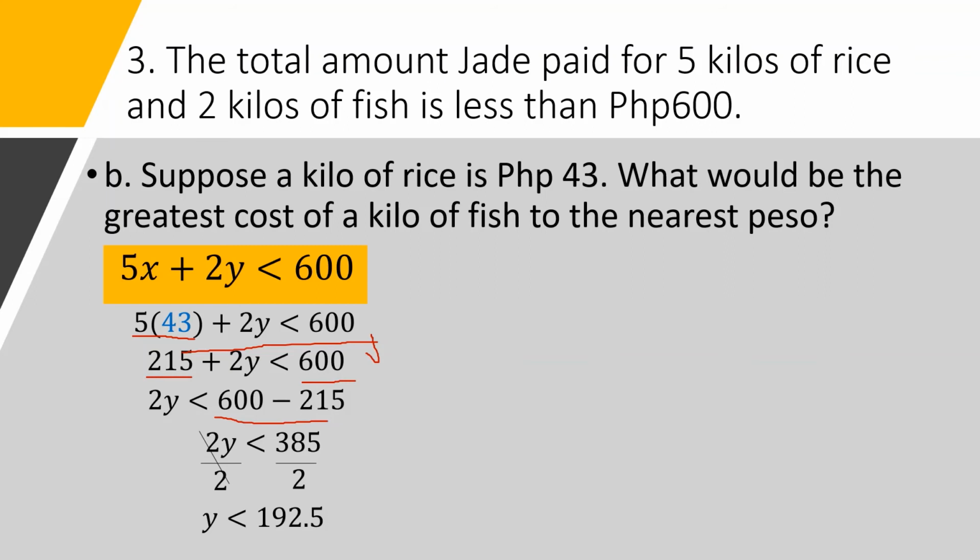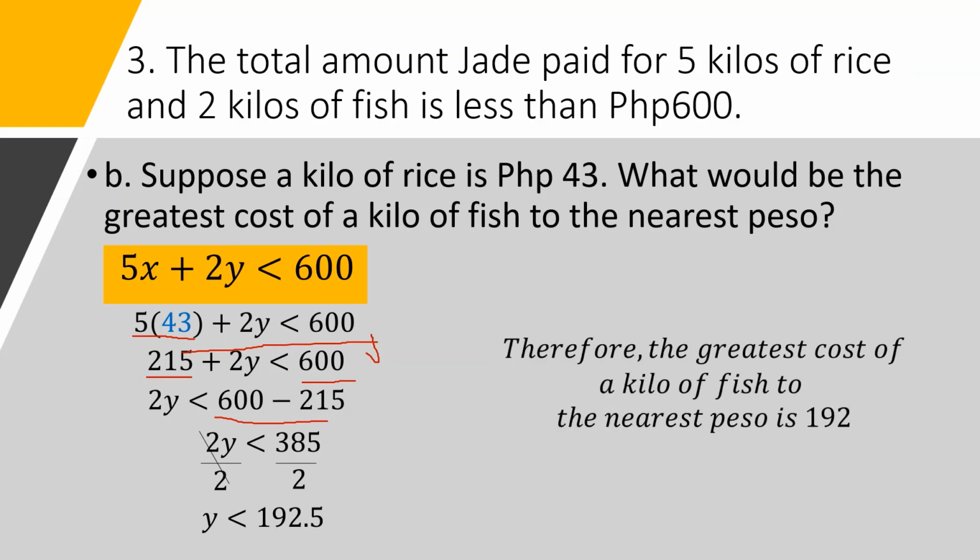50 centavos. Since we are looking for the greatest cost of a kilo of fish to the nearest peso, so you will have now the greatest cost of a kilo of fish to the nearest peso is 192 pesos. Ibig sabihin, mula doon sa na-solve natin na 192.5, the amount of kilo of fish must be less than 192.5. That's why we have there 192 pesos.